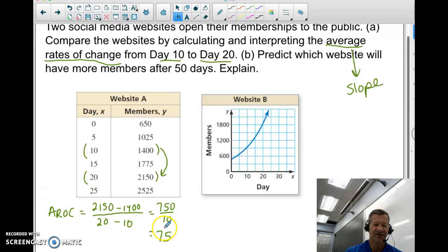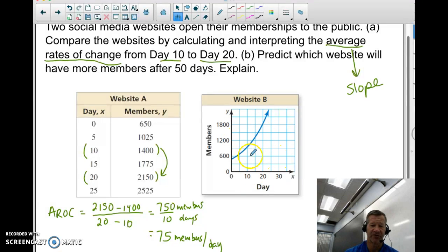Now think of what this means. This means that website A increased by 750 members in 10 days. So 750 members over a period of 10 days. Well, by dividing, we find out that that is 75 members per day. That is the average rate of change. So the linear function will increase by 75 members a day. However, let's look at website B.